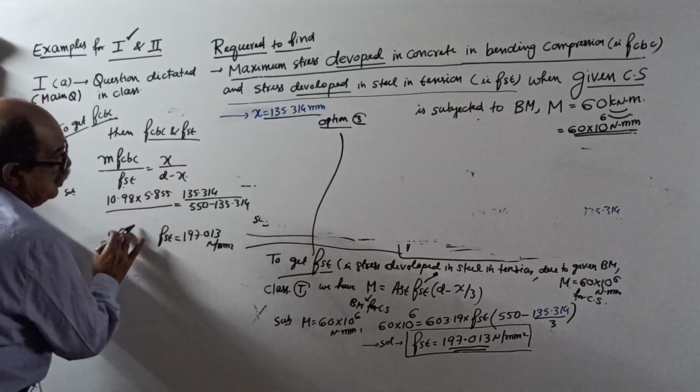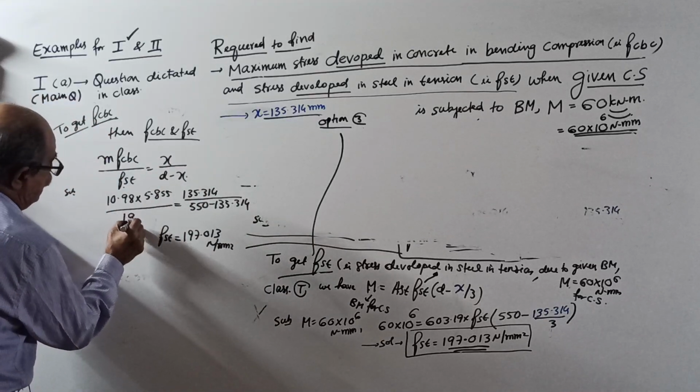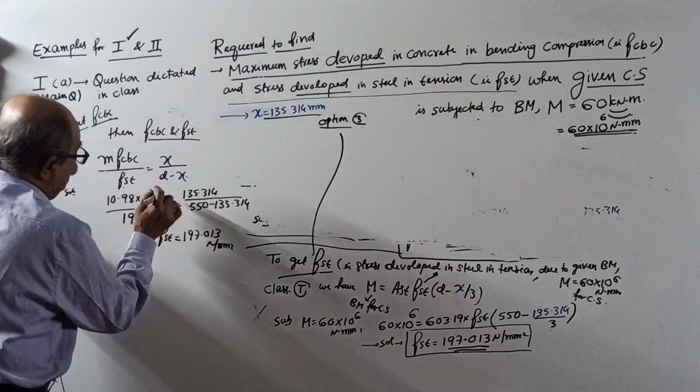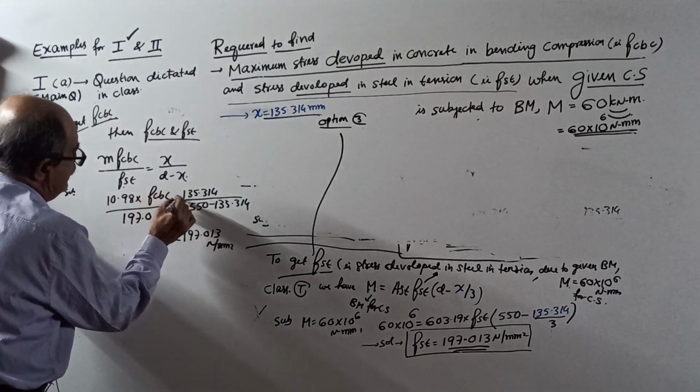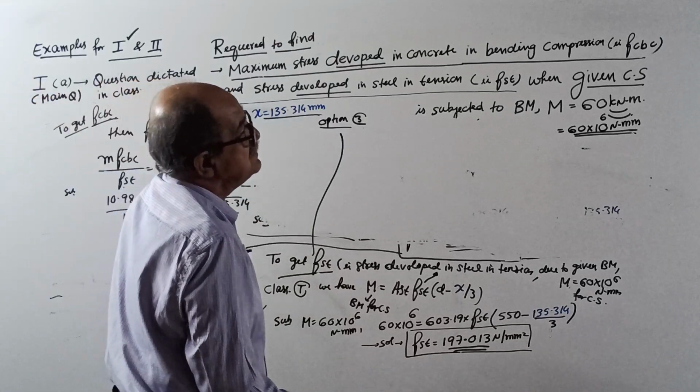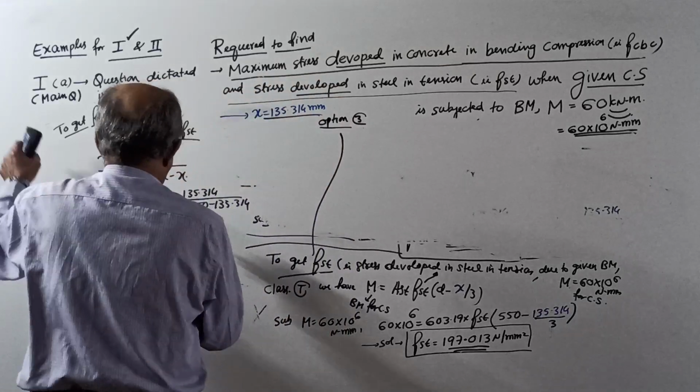Substitute FST equal to whatever you got, 197 point. This will make the concept clear. Calculate FCBC. FCBC will come the same as you got last time, guaranteed. It cannot change: 5.855.